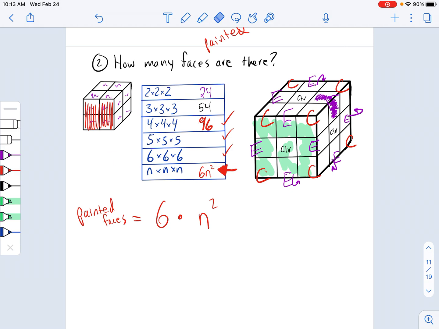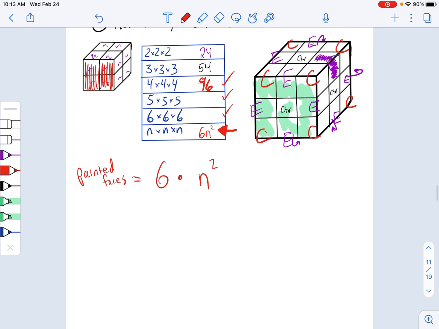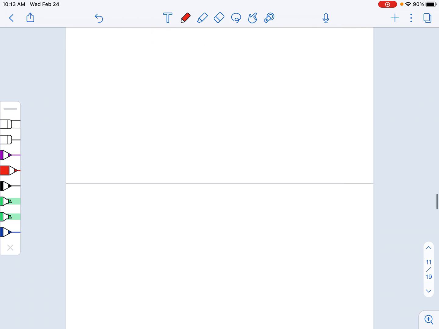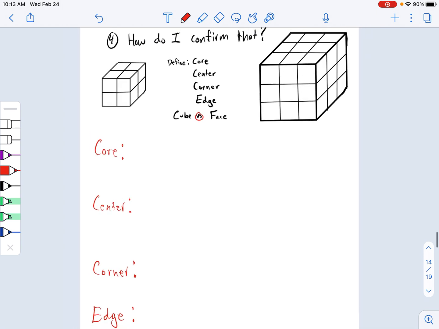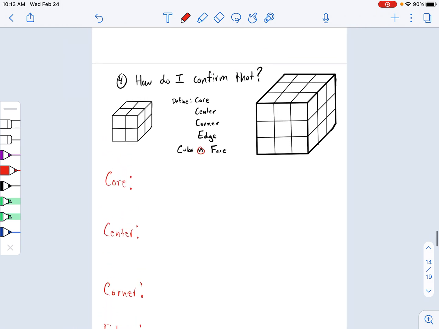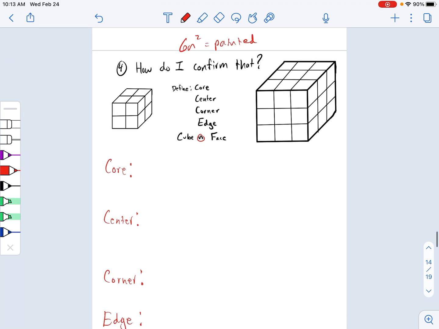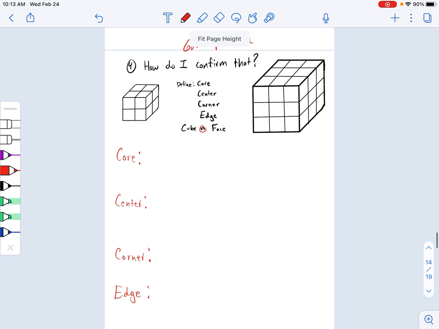I'm not sure if that data's correct. So how do I confirm that? Let me break it down smaller. That's a big question. So I'm going to confirm that 6n squared get painted. Logically, yes, it makes sense, but because I mentioned to you that you should talk about corner cubes and you should talk about edge cubes, well, you should talk about them then.